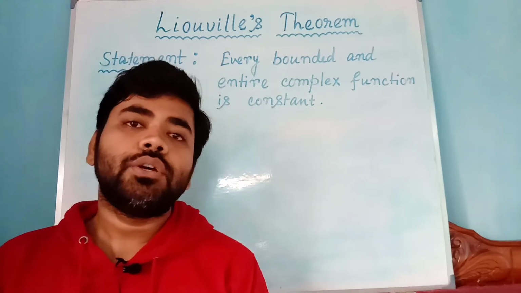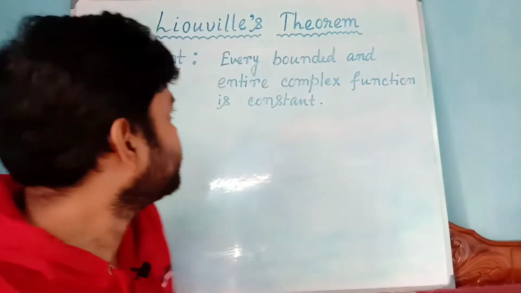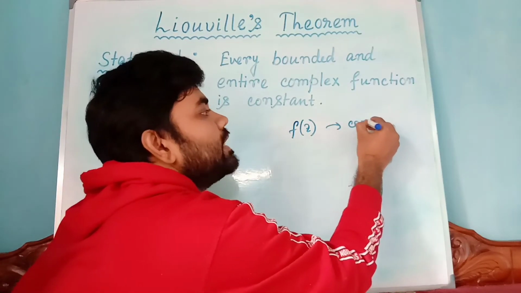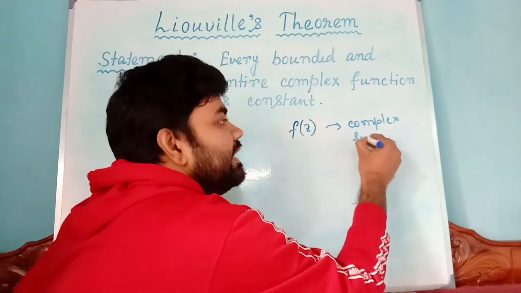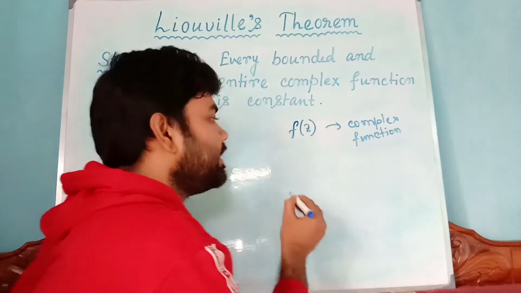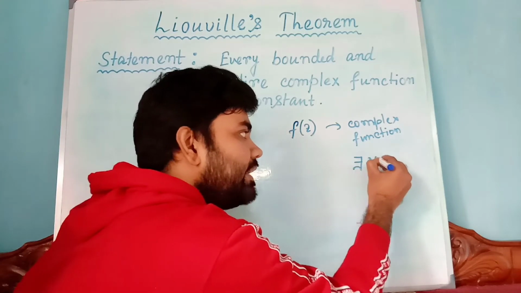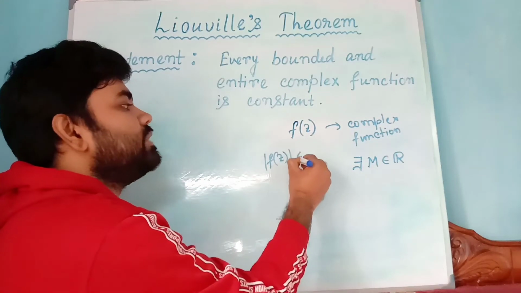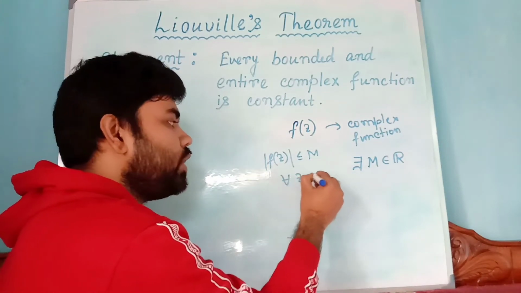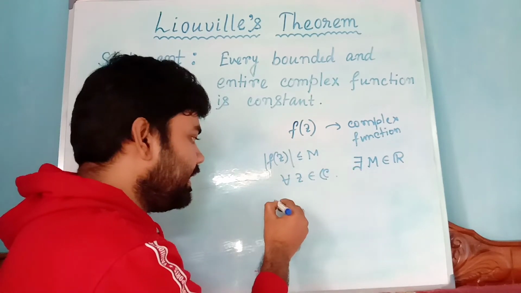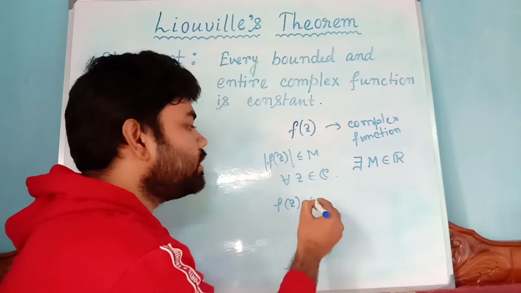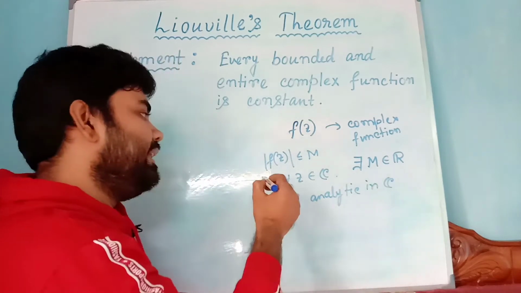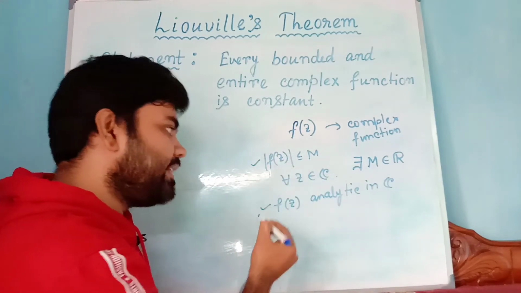So what does Liouville's theorem actually state? Suppose f(z) is a complex function. Now it should satisfy two criteria. First, there should exist a finite real number capital M such that |f(z)| is less than or equal to M for all z belonging to the complex set C, and second, f(z) should be analytic throughout C. So the first criterion means f(z) is bounded and the second means f(z) is entire.